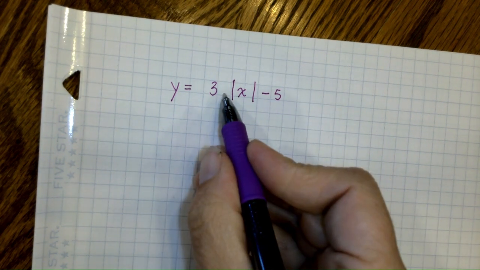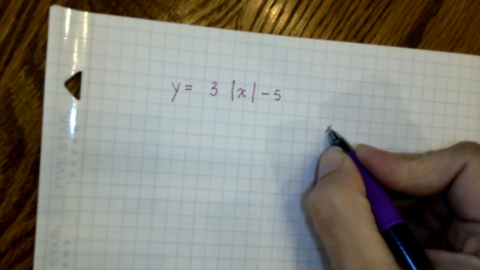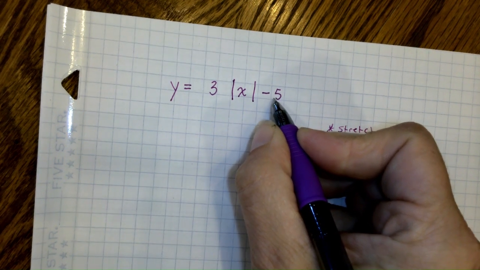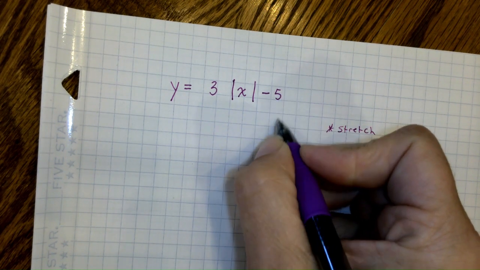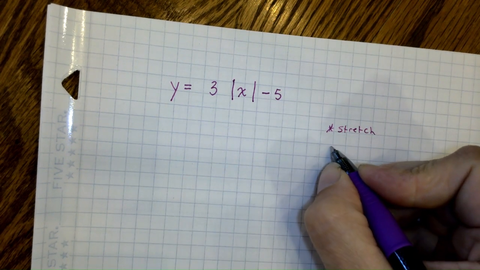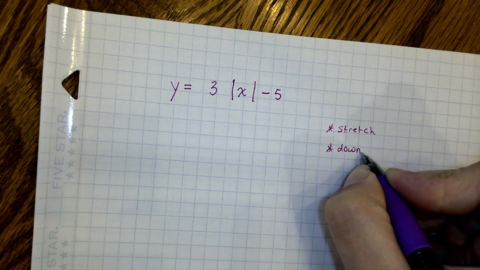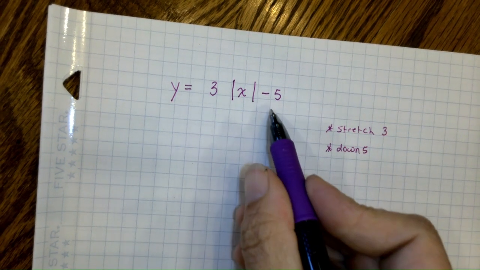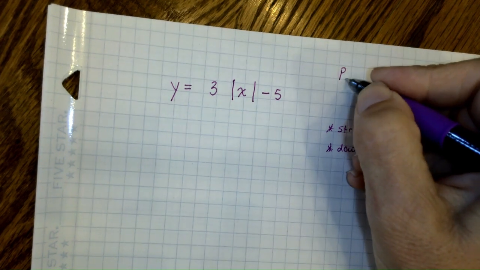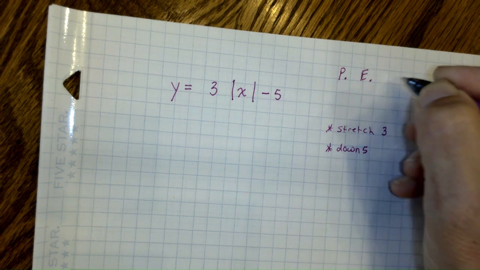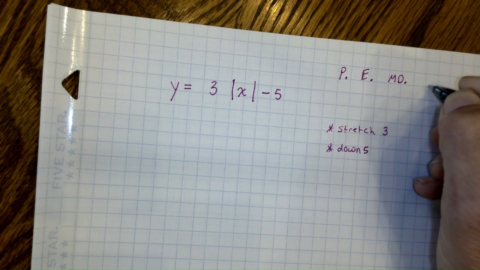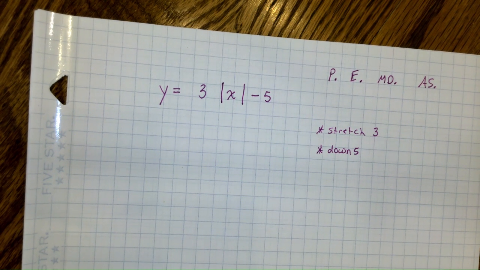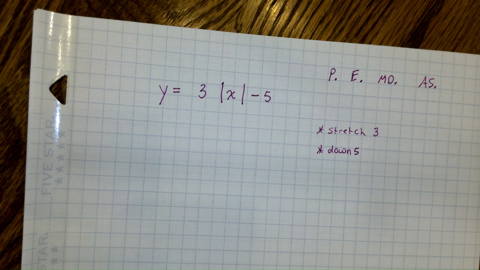So we have a multiplier. That multiplier causes a stretch. And we have a minus 5 at the end. So if you remember, at the end, when it's outside, that's vertical. Okay, so we're going to be shifting down 5. Now, order of operations says that we stretch first and then we go down. And we have parentheses, exponents, multiply, divide, add, subtract. Why did I write it like that? Because division is a type of multiplication and subtraction is a type of addition. That's why I wrote it like that.